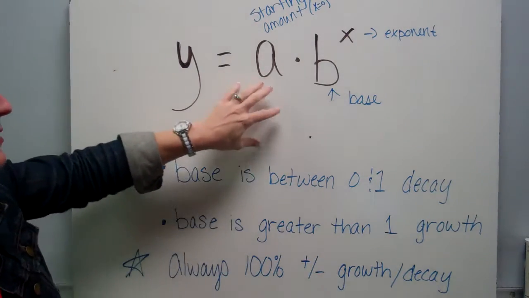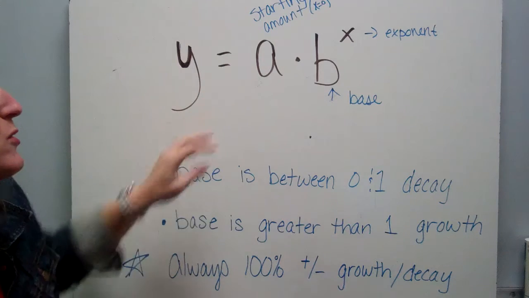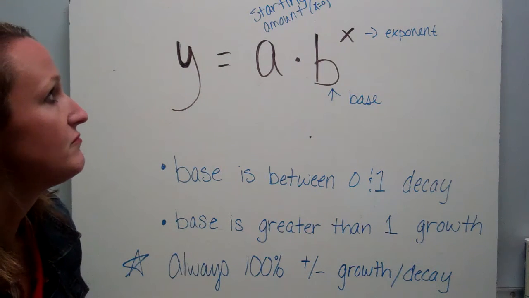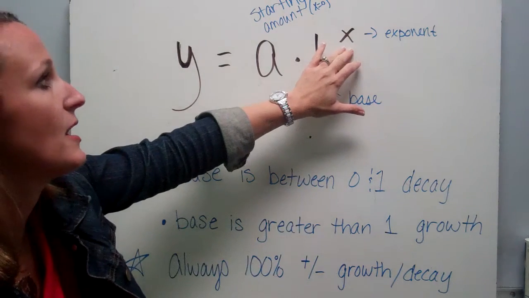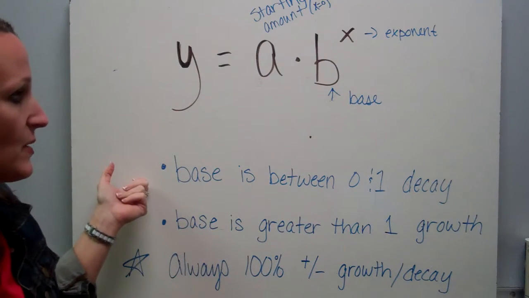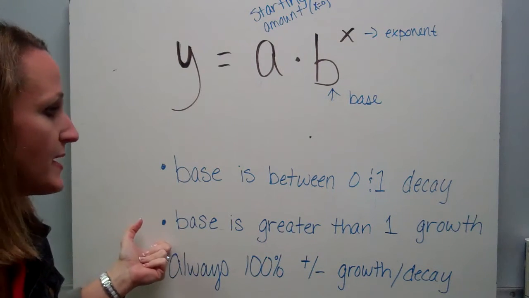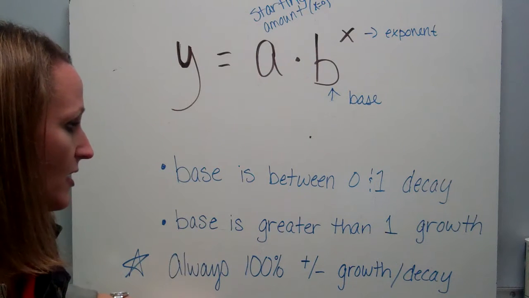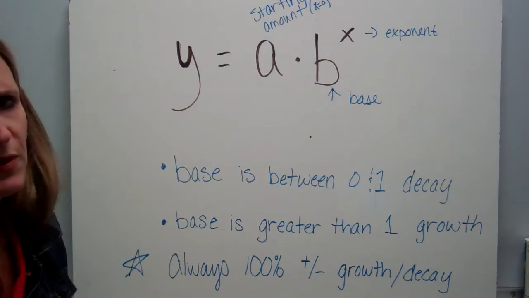Here's our big equation, y equals a times b to the x. So a is going to represent our starting amount, which is not going to be 0. Then our exponent is up here, and b is going to be our base. If our base is between 0 and 1, we're talking about decay. If our base is greater than 1, we're talking about growth. And we're always going to have 100% positive or negative growth and decay. I'll show you what I mean by that.